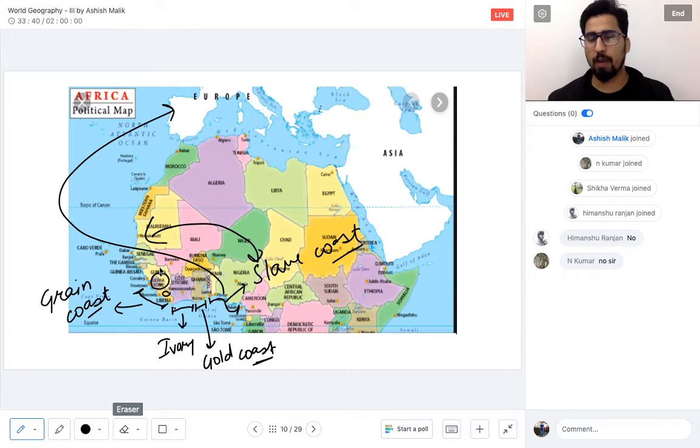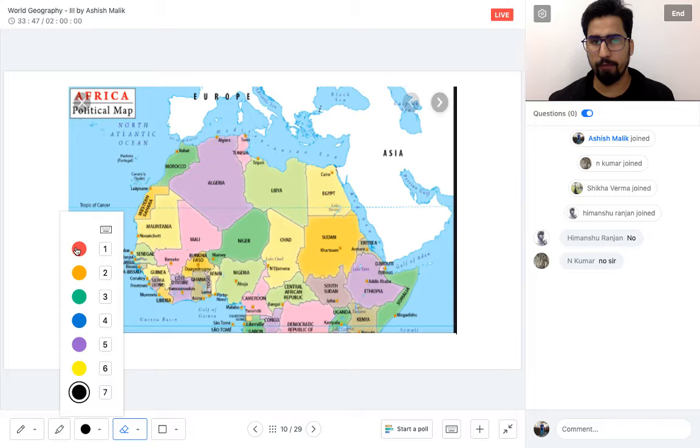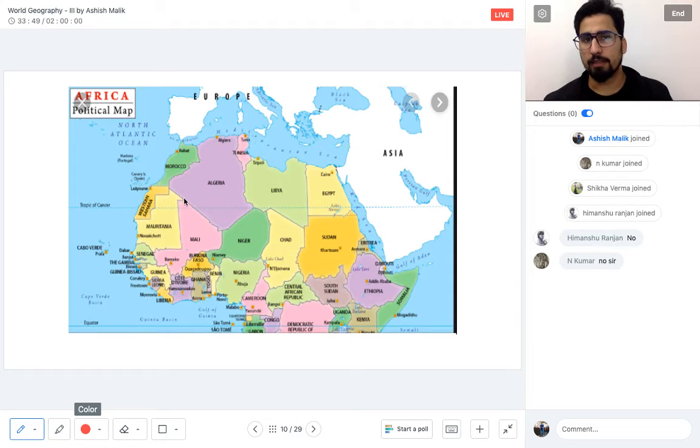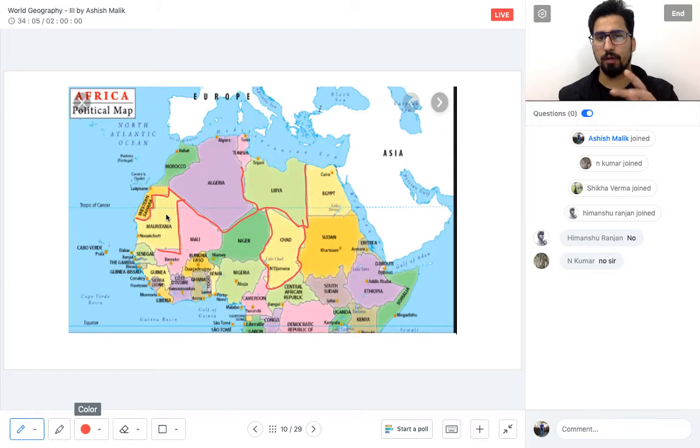And one more thing I want you to notice, since I'm talking about colonial exploitation. Have you ever wondered and noticed, there are so many straight lines in the division of Africa, isn't it? Can you see this? These are very straight lines. You can see the whole division. In general, we don't see these kinds of divisions. We have never seen these kinds of divisions, right?